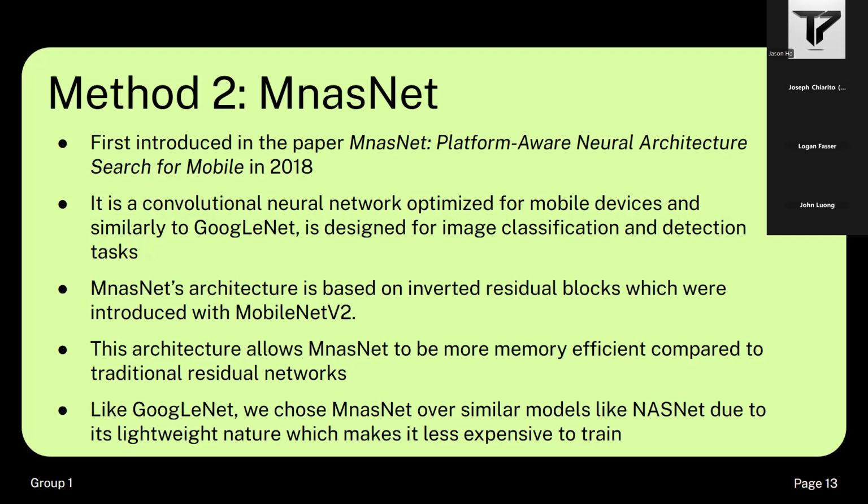MNASNet's architecture is based on inverted residual blocks, which were first introduced with MobileNet v2. And this architecture allows MNASNet to be more memory efficient compared to traditional residual networks. What inverted residual blocks bring is that it essentially compresses the input features to a lower dimensional space, which allows for the model to more efficiently perform the computations on the input.